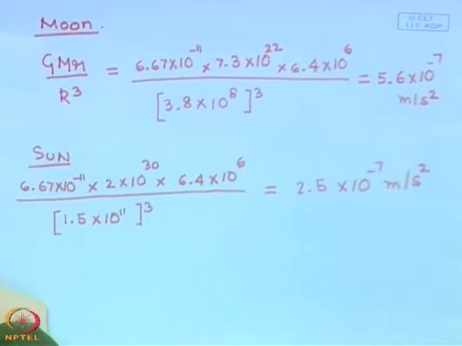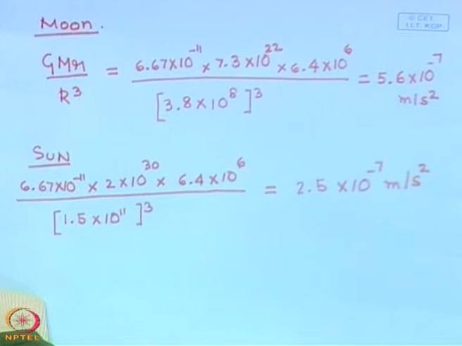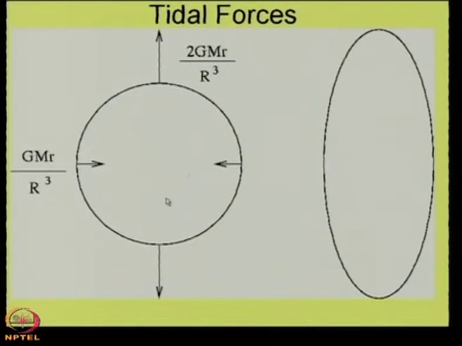Okay. So, let me just remind you what we have. If you consider a test particle here on the earth's surface, there is one acceleration produced by the earth, that is 9.8 meters per second square, acting inwards always. Okay. And there is another acceleration produced by the moon. If the moon is exactly overhead or exactly below, that acceleration is going to be 5.6 into 10 to the power minus 7 meters per second square.